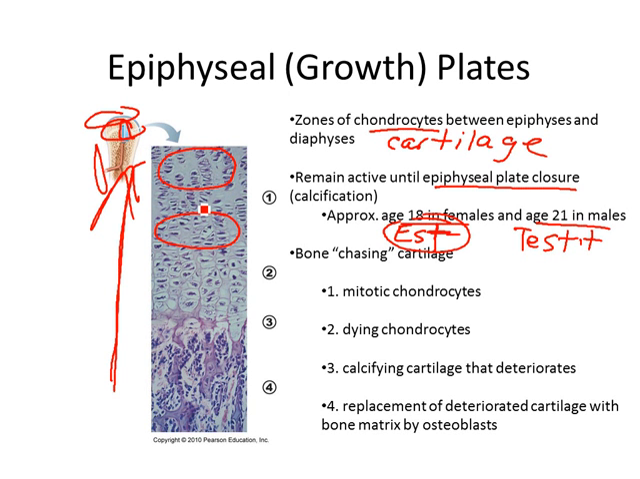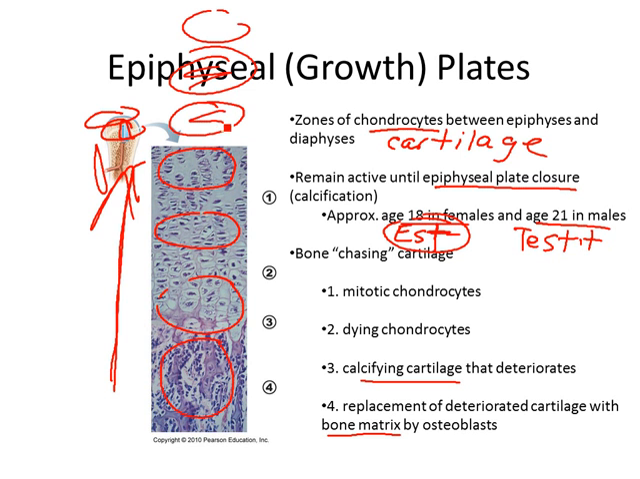And then you start to break down that cartilage. This is where it's starting to get broken down. And then you replace that cartilage with that bone matrix, that osteoid, and it starts to get hard. So you just keep building new cartilage here, then this dies, and then this dies, then this starts to break down, this starts to get hard. You see how that progresses? And the bone becomes longer. So that's basically what's happening at the epiphyseal plate.